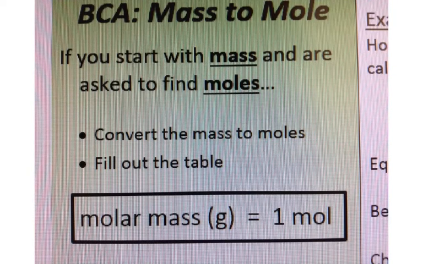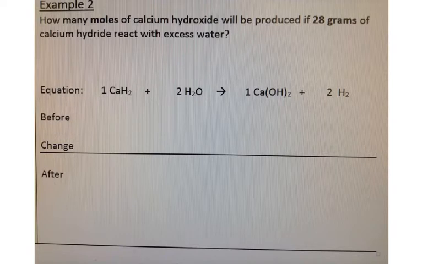Alright, the next one, once again, if I start with mass and I need to find something with that, what I'm going to need to do is convert first to moles and then use my BCA chart. Because remember, the only thing that can go in your BCA chart is moles. So how many moles of calcium hydroxide, so I'm going to find something about that, will be produced if 28 grams of calcium hydride react.